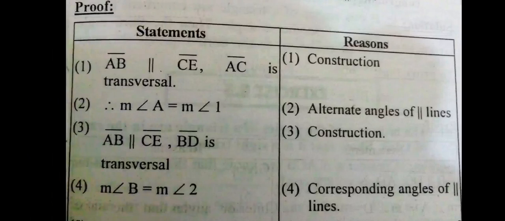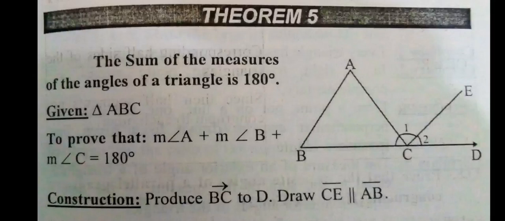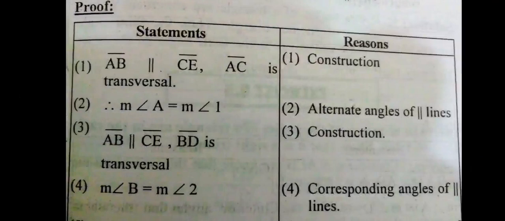Because we constructed CE, we produced BC to D. That's why the lines AB and CE are parallel and BD is behaving as a transversal. So we write in the reason that it is construction. Statement number 4: measure of angle B equals measure of angle 2.